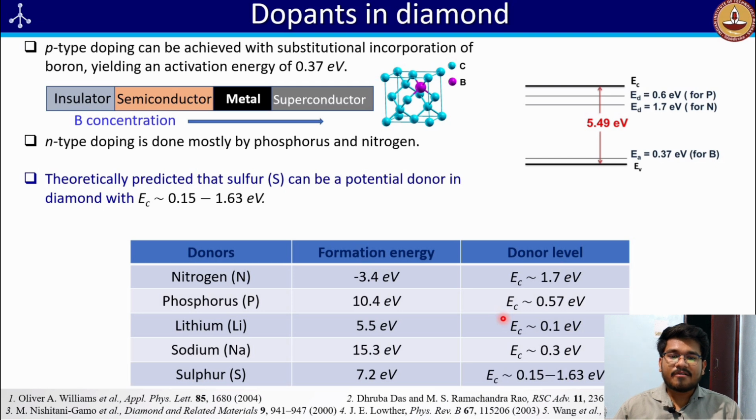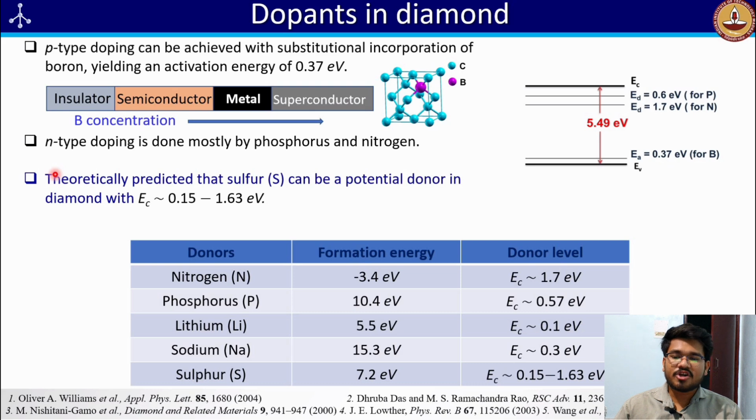So talking about the various dopants in diamond, as you know, diamond is an insulator because of the higher band gap of 5.49 electron volt. This is a huge band gap. You just can't imagine how huge it is to make it an insulator. But if you dope the diamond with boron, then it makes it p-type. Basically, boron forms an acceptor level above the valence band at around 0.37 electron volt.